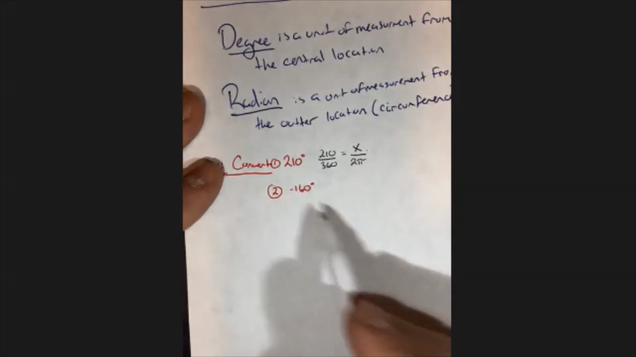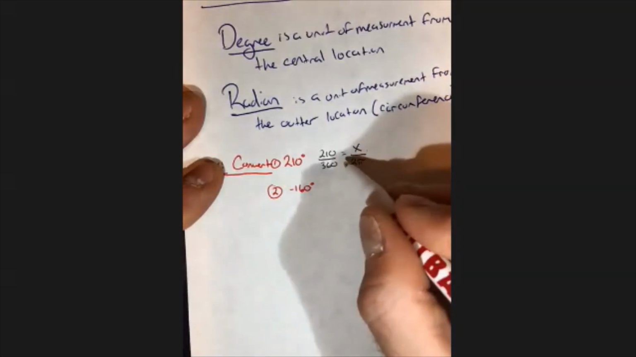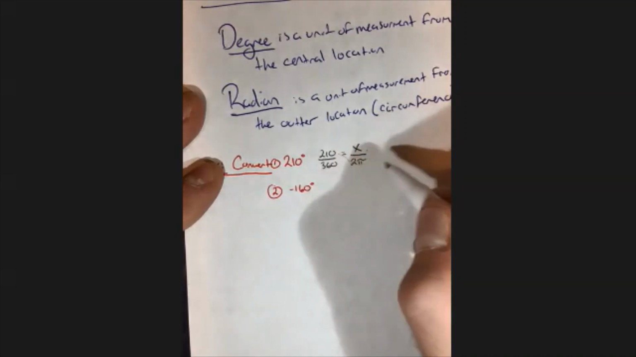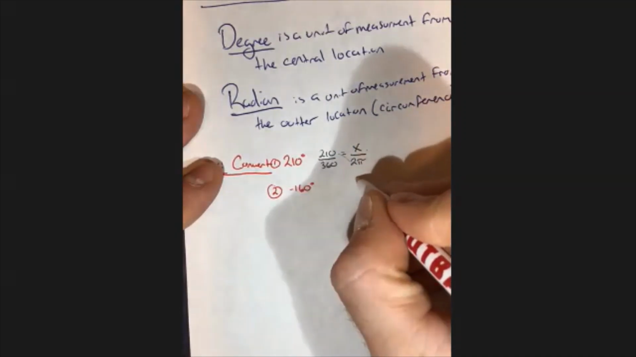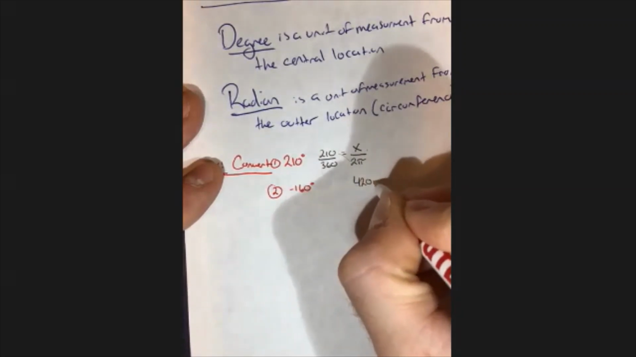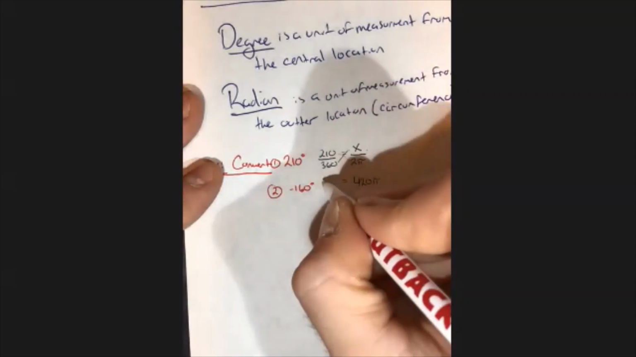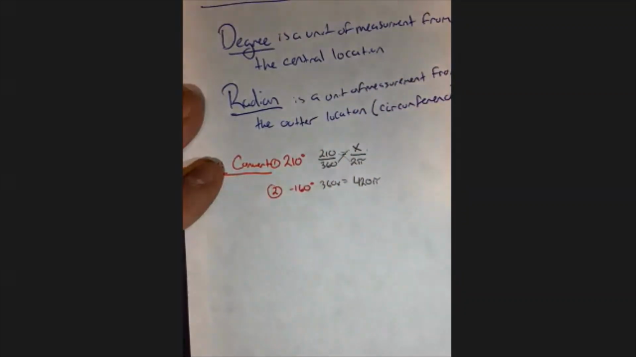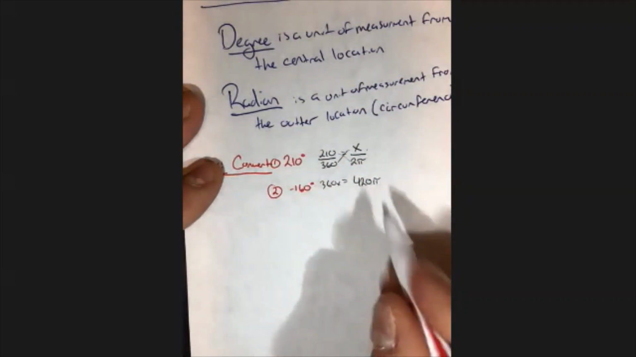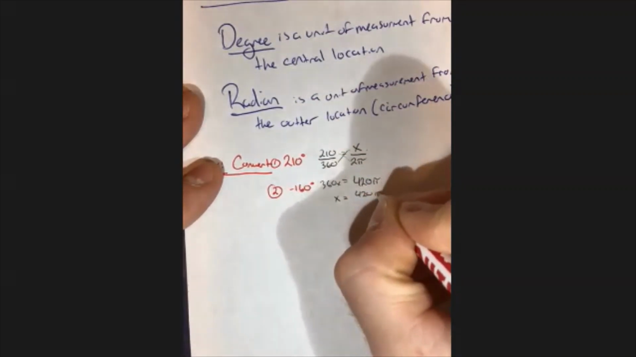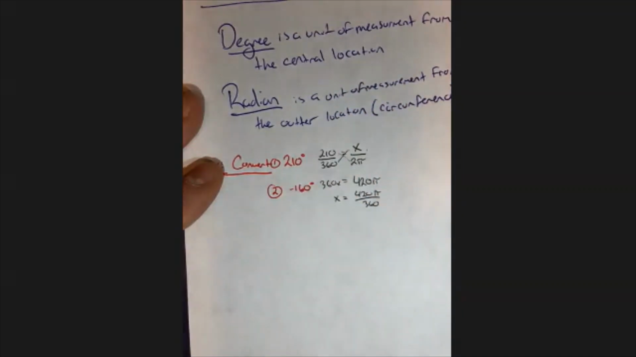So I should have given a little bit more space here, but oh well. As of right now, I'm going to cross multiply. I'm going to say 210 times 2 pi, and I get, what is that, 420 pi. X times 360 is 360x. And then I divide this by 360. X equals 420 over 360.